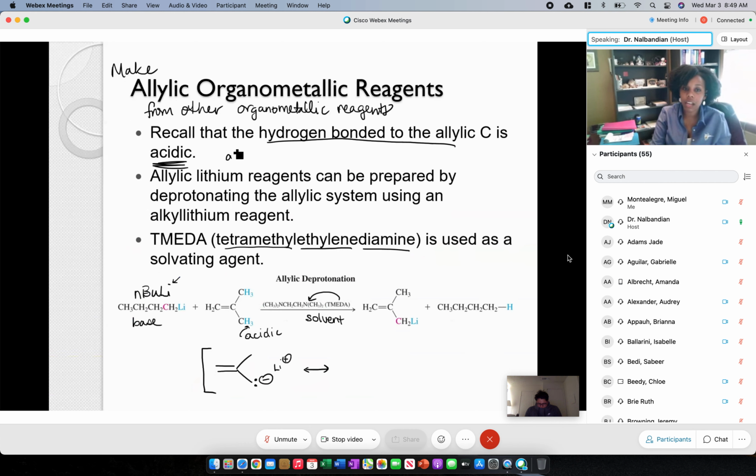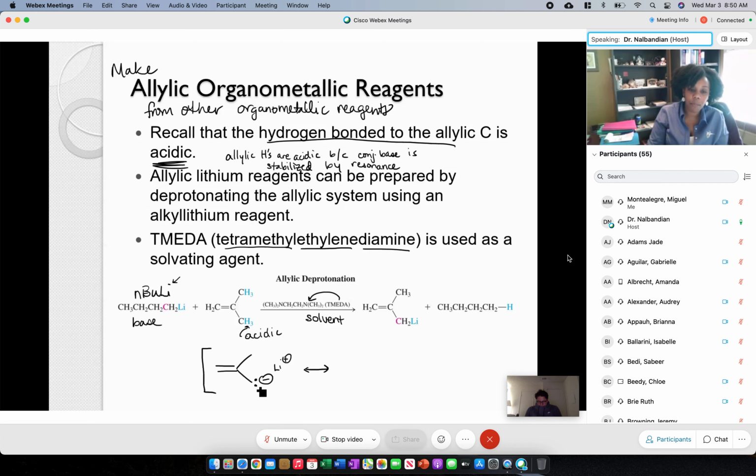Allylic hydrogens are acidic because the conjugate base is stabilized by resonance. Remember we said if we can stabilize that conjugate base, that makes it easier for us to make it. We want to make a weak base. Something can be a strong acid because it has a weak base. So our base here is stabilized by resonance.